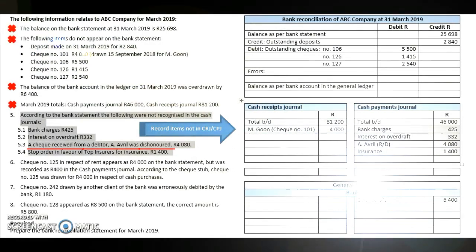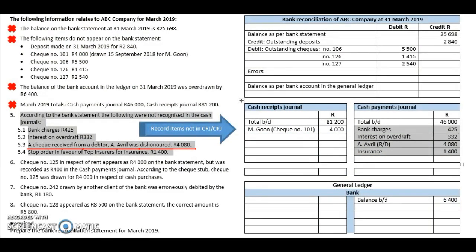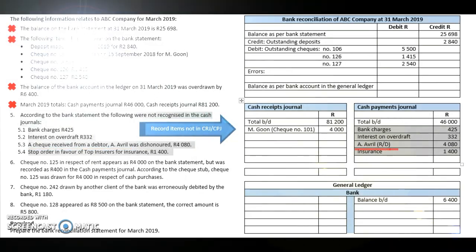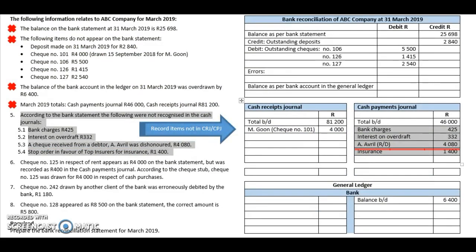The dishonored check that was received from A. Averill should be recorded in the cash payments journal as well. A dishonored check is a check that the bank will return to the drawer or writer of the check because of insufficient funds. The check that was recorded would have been entered into the cash receipts journal, so to cancel it, it should be recorded in the cash payments journal now.